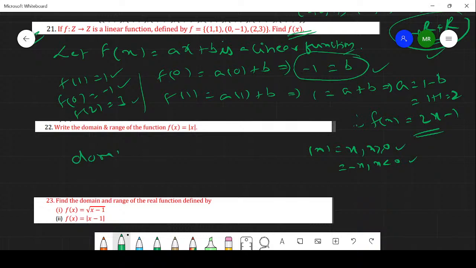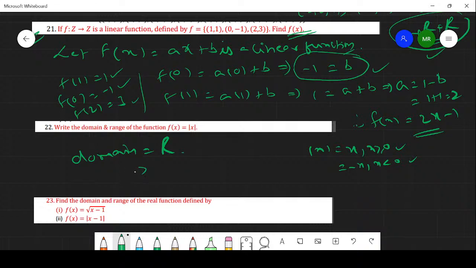I can write domain is equal to the set of real numbers, R, where R represents the set of real numbers. When you are talking about the output, we know this value is always greater than or equal to 0. Mod x always gives a value greater than or equal to 0. So the range will be greater than or equal to 0.